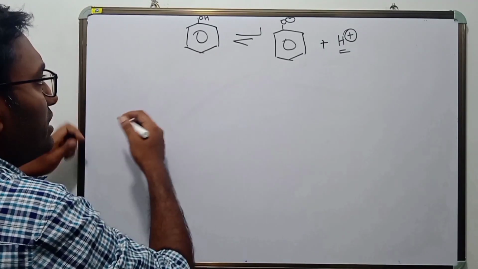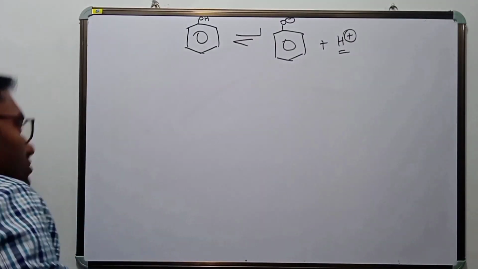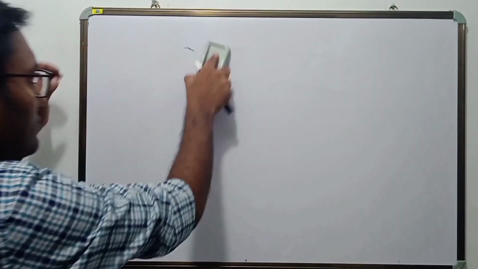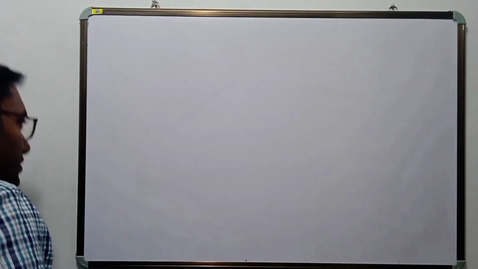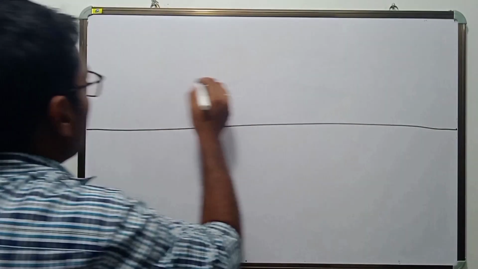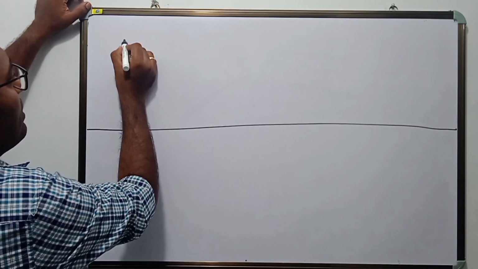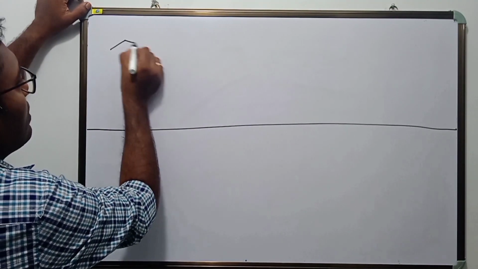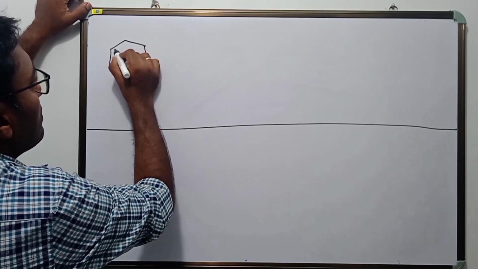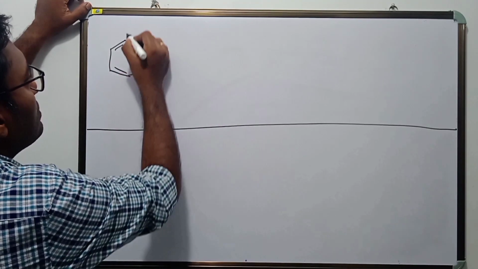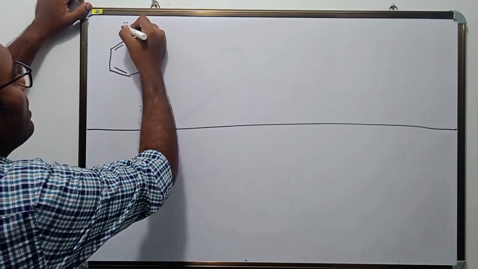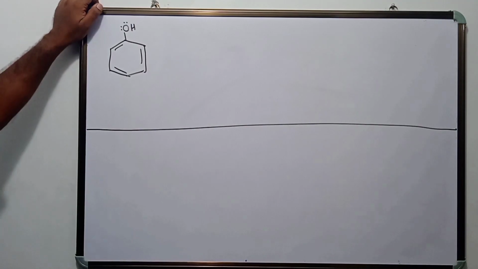For this, I divide the board into two sections. There we go. And now I am drawing the phenol ion. This is the phenol ion. I am going to draw the double bonds. Here is the OH. Here are the two lone pairs of OH.